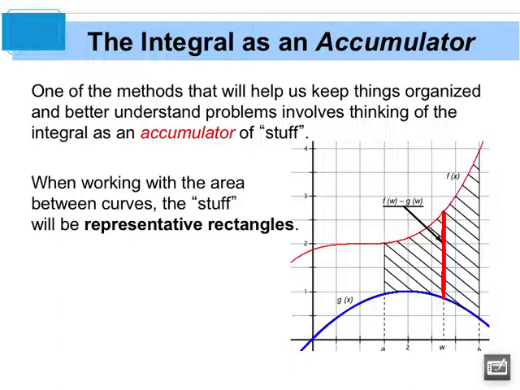And notice that the height of that thing is f of w minus g of w. Because again, top minus bottom. What's on top? F of x. What's on the bottom? G of x. Okay, you with me so far?